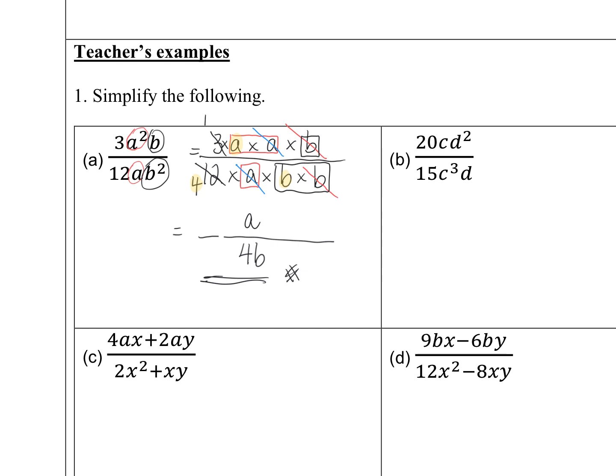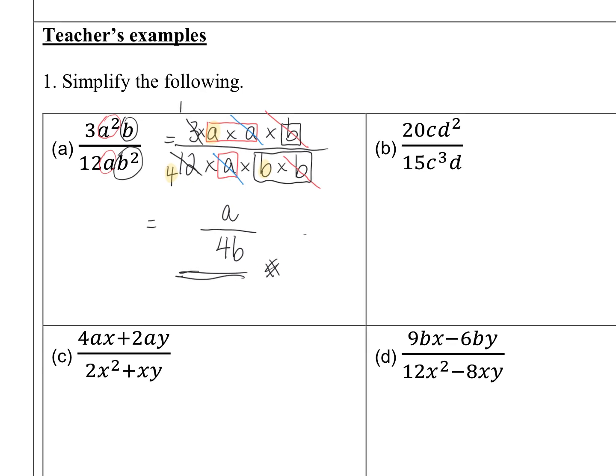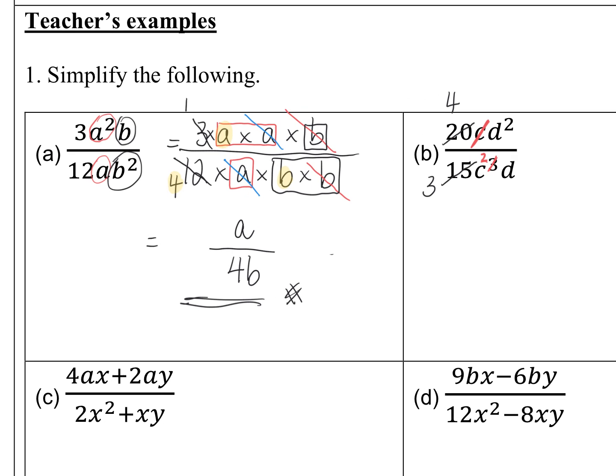So it's just crossing out things that I have in common in the numerator and denominator. So now let's look at b. What is the thing that I have in common between 20 and 15? 5. So I divide by 5, left 4. Divide by 5, left 3. Okay, what about the c's? I have 1c on top and 3c at the bottom. So I just cross 1 out. Then this one left 2.